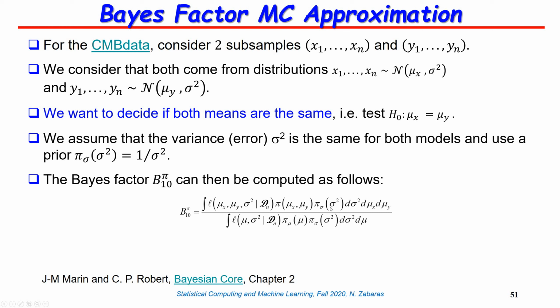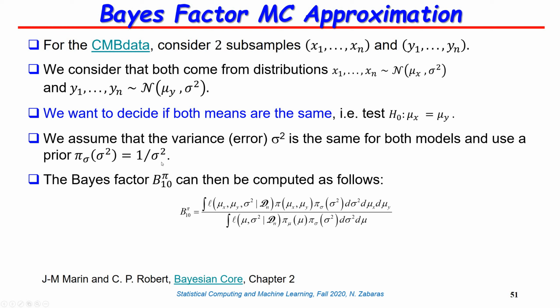This is the prior on the means, this is the prior on sigma square, and the Bayes factor involves marginalization in all the parameters. So I have these integrals in sigma square and integrals in mu x and mu y. Okay.